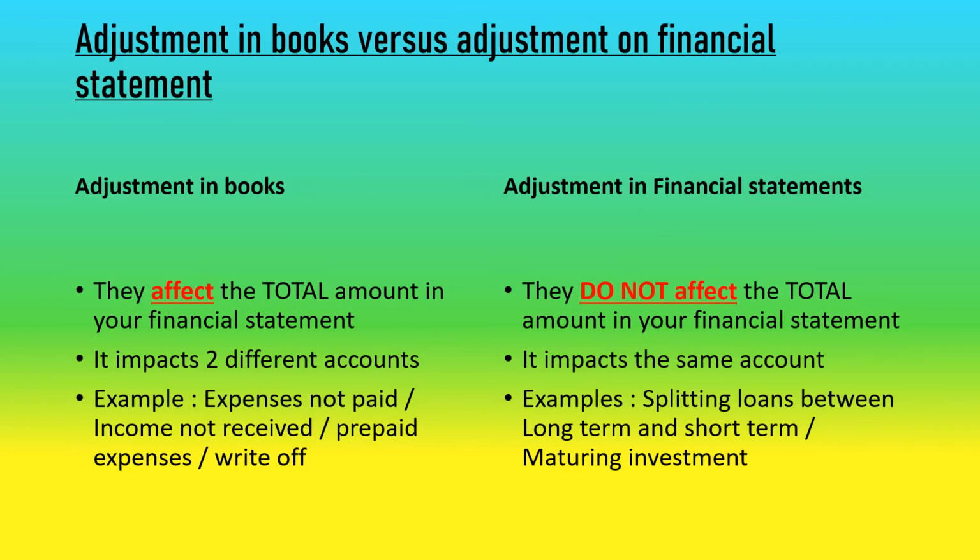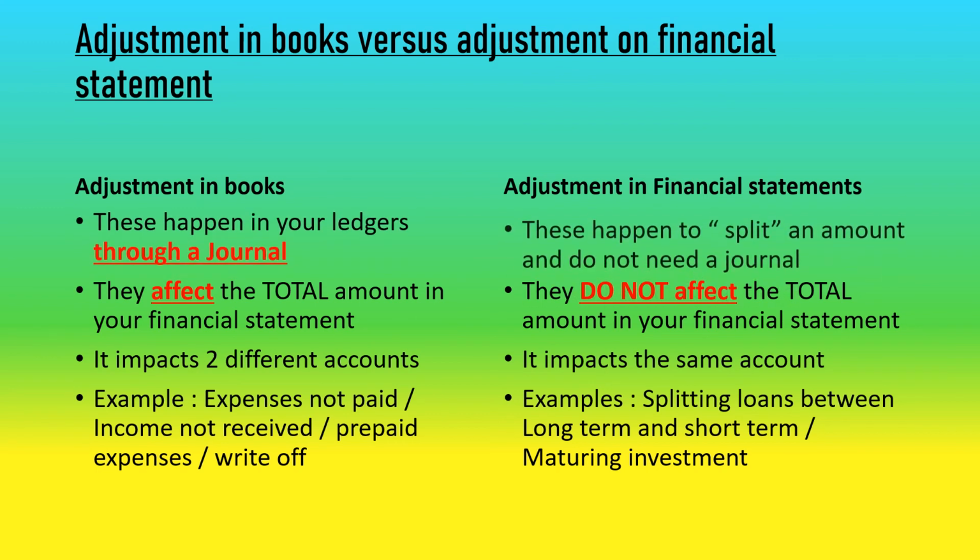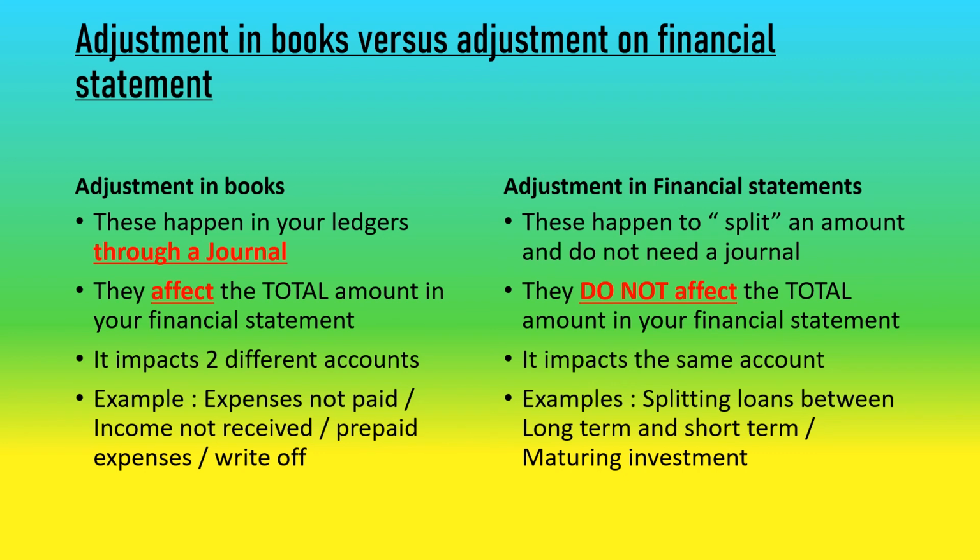Okay. Let us now quickly talk about the adjustments that happen in the books versus adjustments on the financial statement, what that means and how it affects you. Adjustments in the books are adjustments that happen in your ledgers through a journal, versus adjustments in your financial statement, which are adjustments that do not need a journal. These are just adjustments to split an amount. This is very common for splitting loans into current and non-current, and for splitting your fixed deposits between current and non-current assets as well.